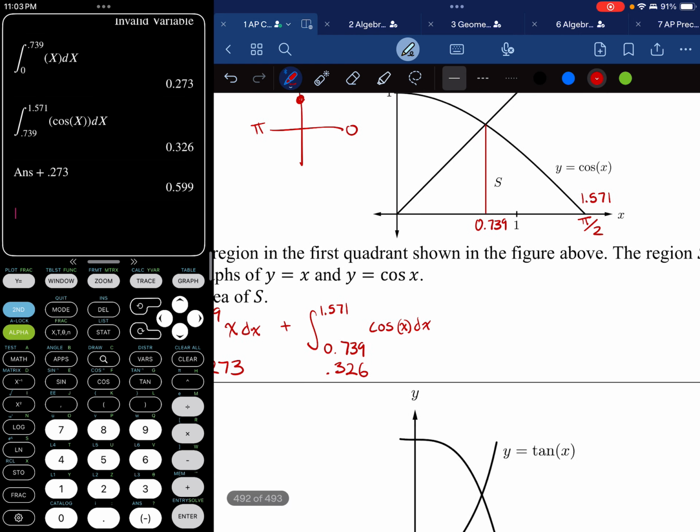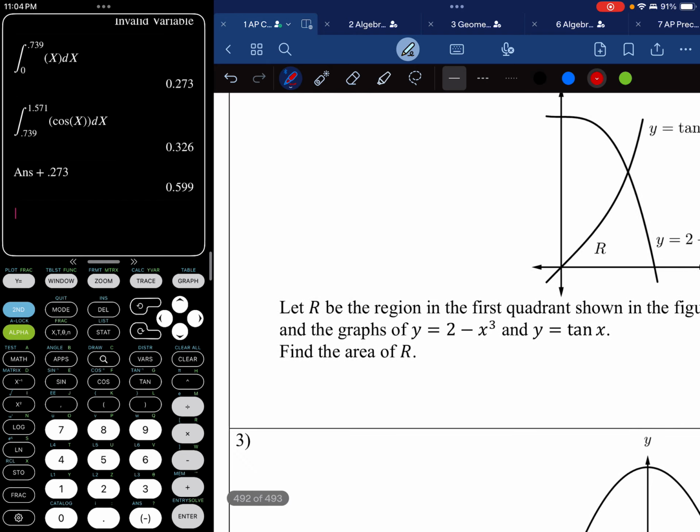0.273 plus 0.326. I get 0.599. So I have a feeling that's probably 0.600. But I'm going to write down 0.599. If you got 0.600, both of those are acceptable. I'm going to go ahead and box both of them.